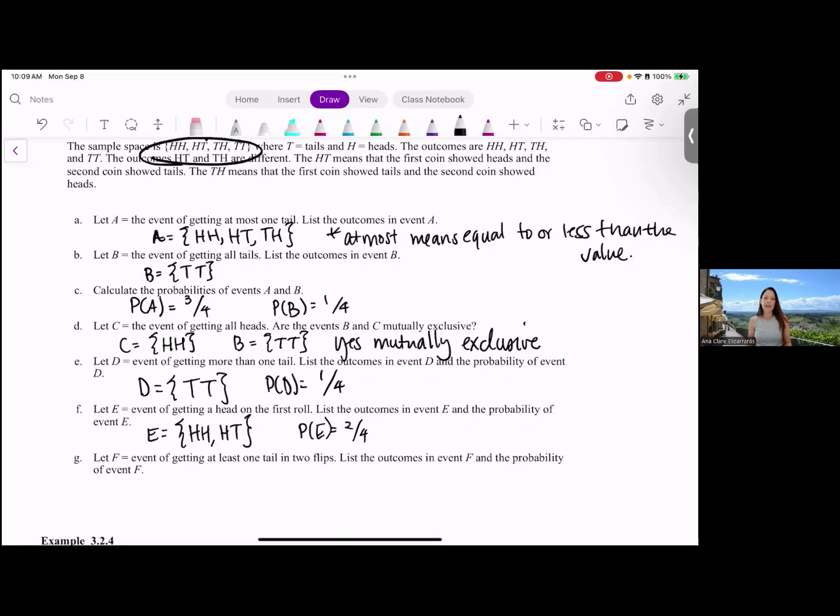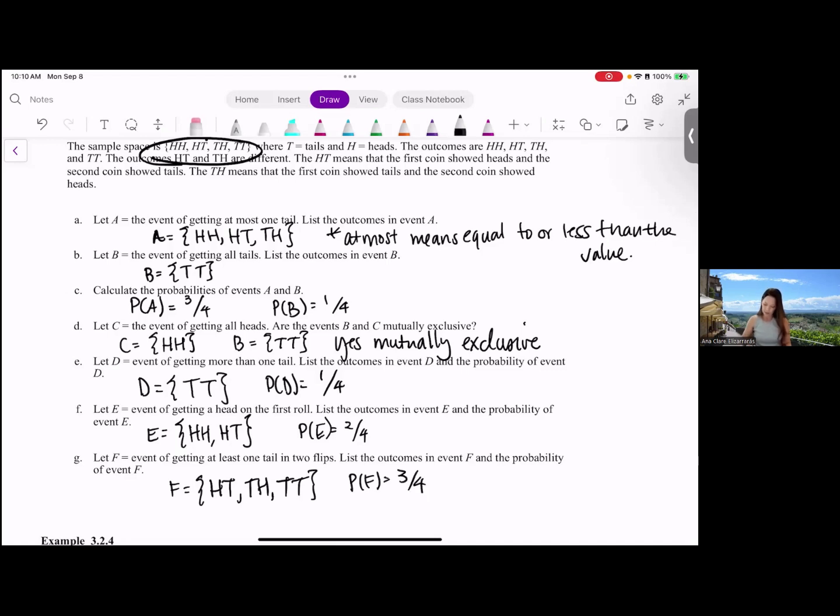Event F is getting at least 1 tail in 2 flips. So we're going to list those outcomes, and then we're going to calculate the probability. At least 1 tail. So at least is different than at most. At least means I need 1 tail or more. Heads, heads does not have any tails. Heads, tails has at least 1. Tails, heads has at least 1. And tails, tails has at least 1. And the probability of F is 3 outcomes out of the 4 in the sample space.